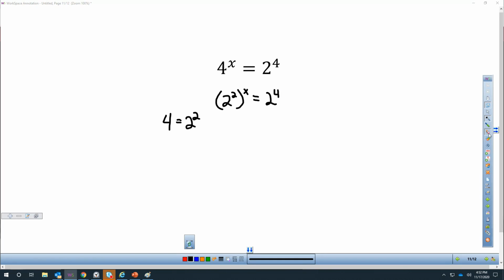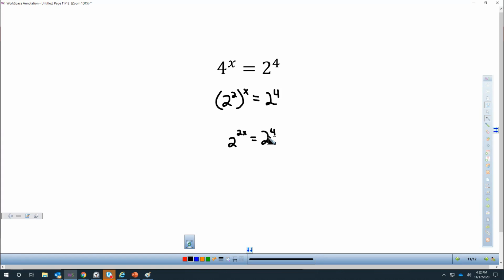Now, that kind of seems silly to do, but what's sneaky about that is now I can use my power rule. This is the power rule of exponents, but it is related to the power rule of logs that we used in the method we're showing you in the other video. That rule says that when you have a power to a power, we can multiply those together. So this is the same thing as 2 to the 2 times x, and that is equal to 2 to the 4th.